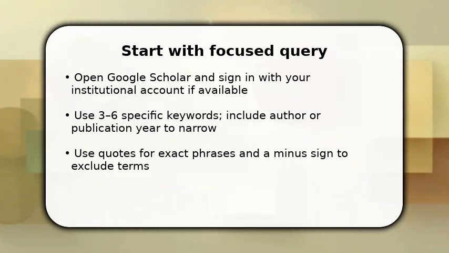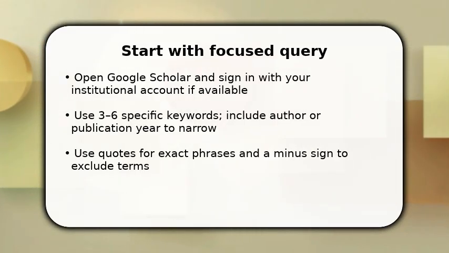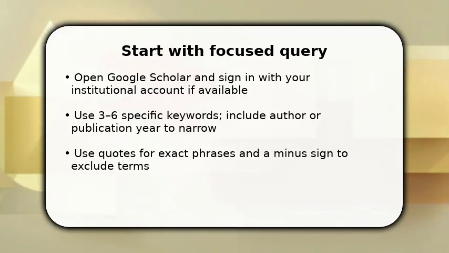You begin by opening Google Scholar and signing in if you have institutional access. This unlocks full-text links. Type a concise query of 3 to 6 focused keywords, add the author's surname or a year to narrow results. Put exact phrases in quotes and prepend a minus sign to drop irrelevant topics. Once done, glance at the snippets to check relevance.